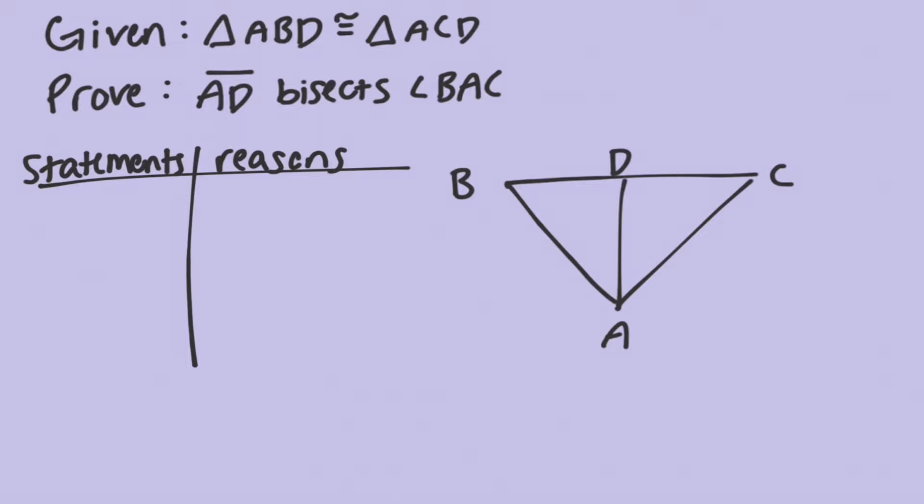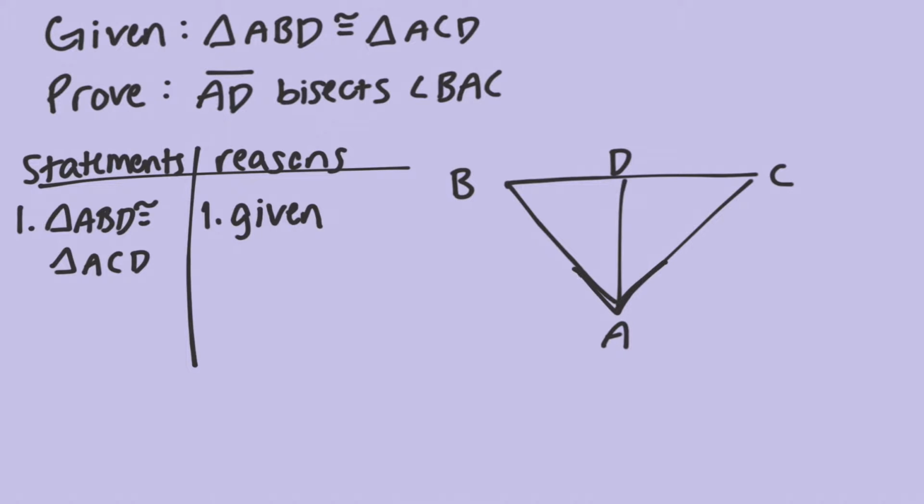We're given the triangle ABD is congruent to triangle ACD. We can start with the given. And let's look at what we're trying to prove. We're trying to prove that segment AD bisects angle BAC. Think about what it means to bisect.